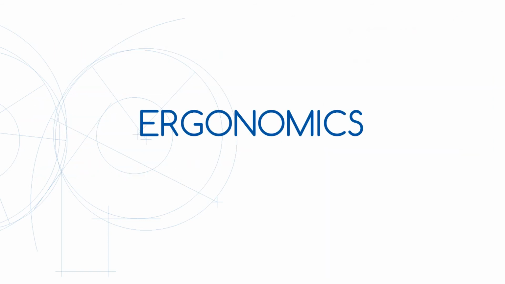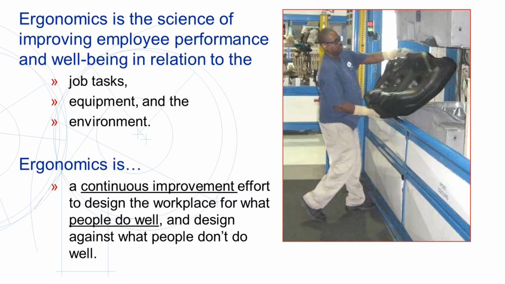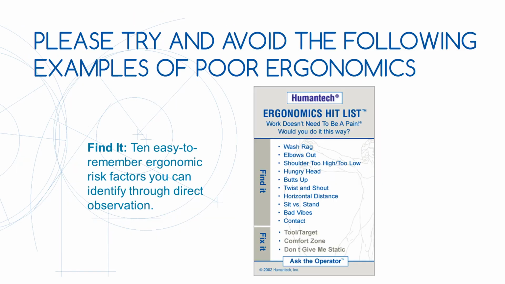Now we will be looking at ergonomics. Ergonomics is the science of improving employee performance and well-being in relation to the job tasks, equipment, and the environment. Ergonomics is a continuous improvement effort to design the workplace for what people do well and design against what people don't do well. Please try and avoid the following examples of poor ergonomics.